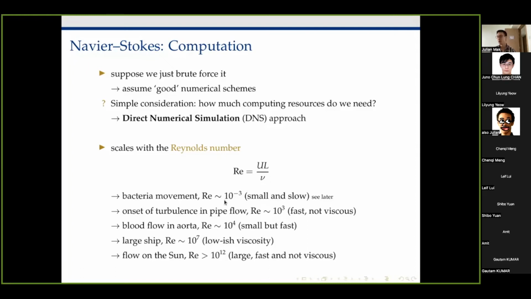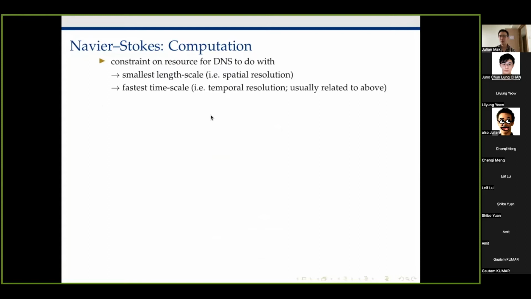But if you're dealing with fairly generic, sensible things, then these usually have a large Reynolds number. Okay, so the argument I'm going to give is that the constraint on computer resources would be on the smallest length scale you have. From a spatial point of view, you want to discretize such that you give enough grid points to resolve these small scale fluctuations.